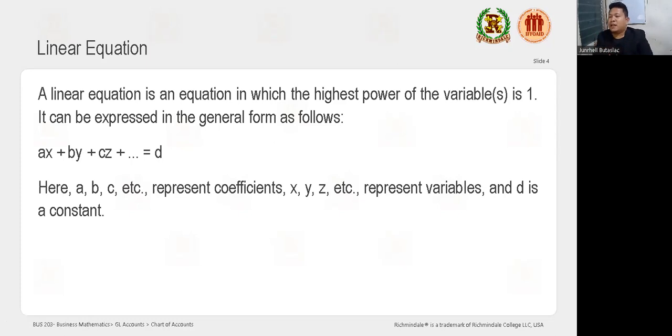Take note that for a linear equation, a, b, c, and so on represent coefficients, which are real numbers. They are non-zero. All right, so x, y, or z, for example. Usually for a linear equation, it's only x and y. They represent variables, the unknown quantity.